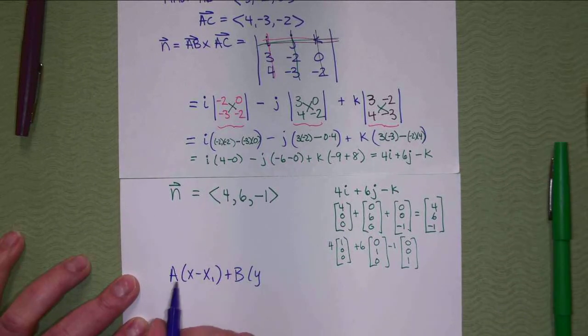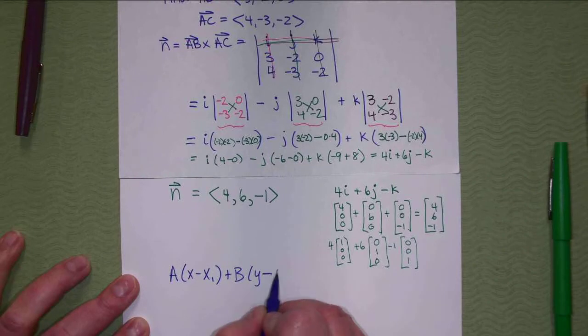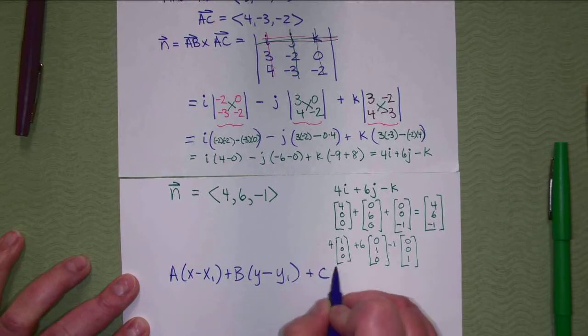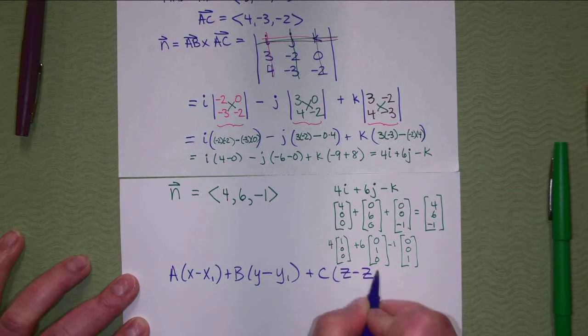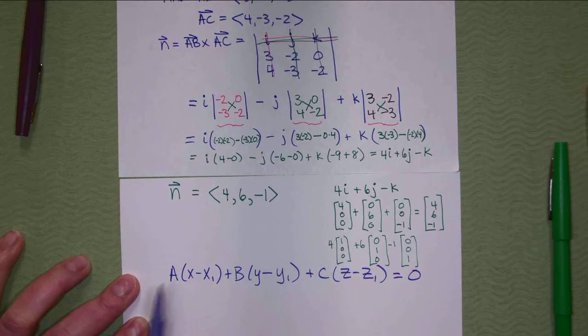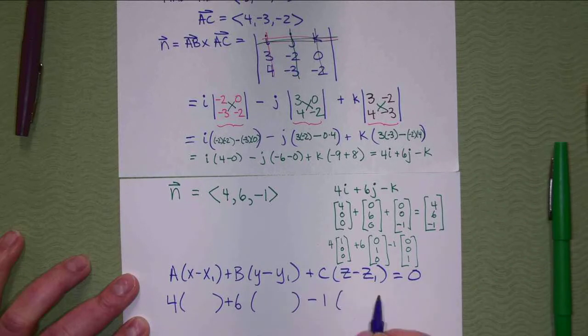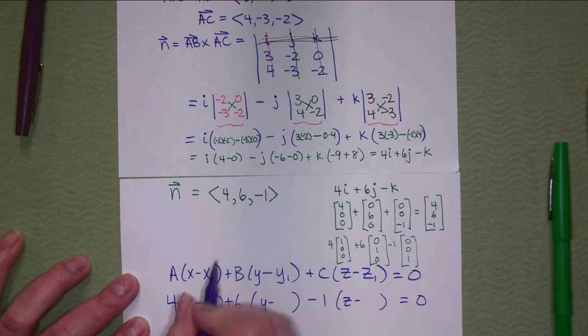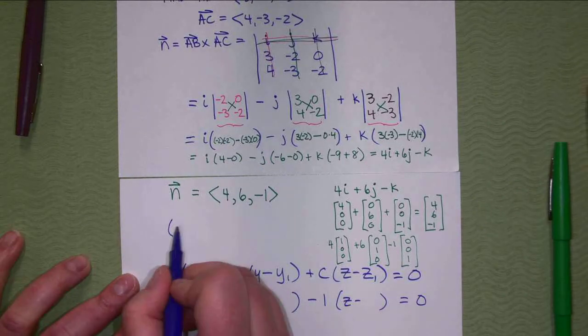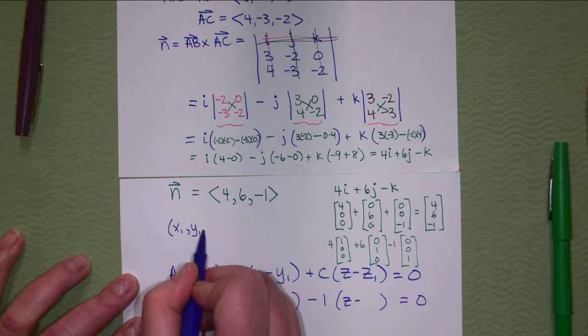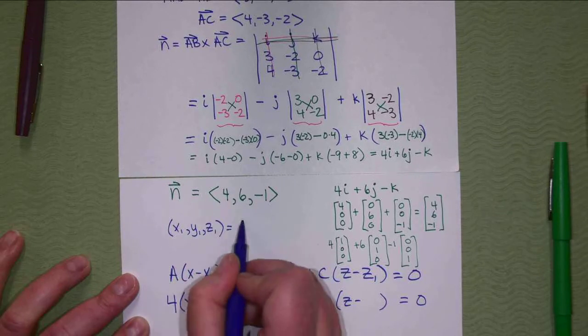Okay, so just the formula. The A, B, C is the normal vector. X minus, Y minus, Z minus, and your x1, y1, z1 is a point. So it can be any of the 3 points.